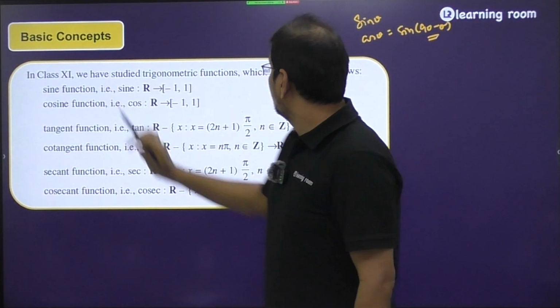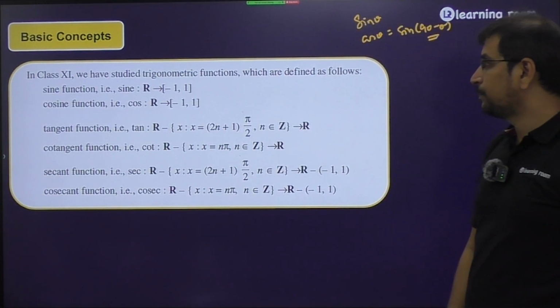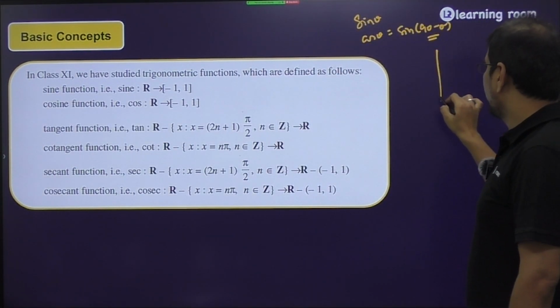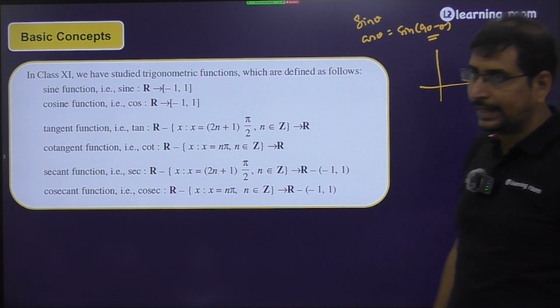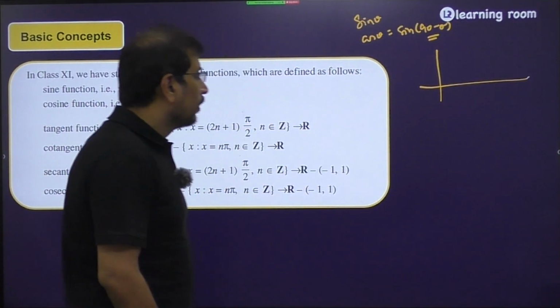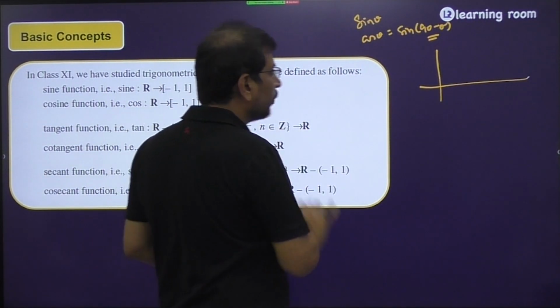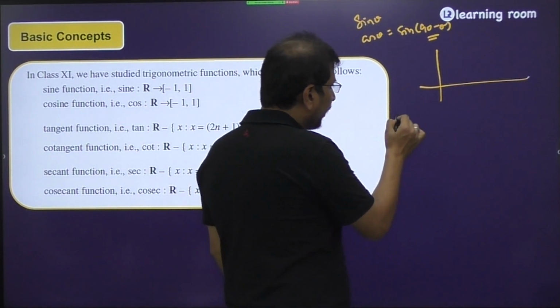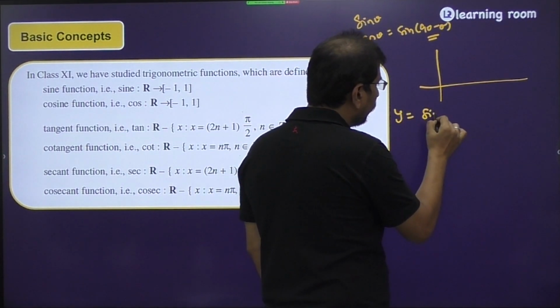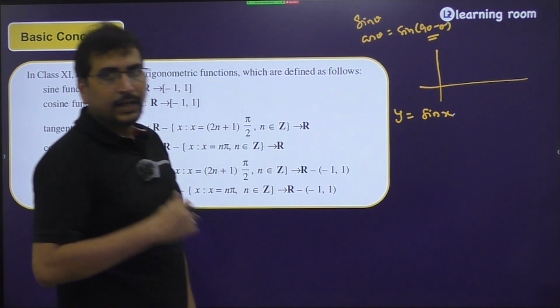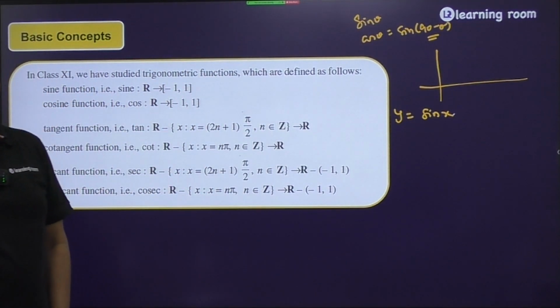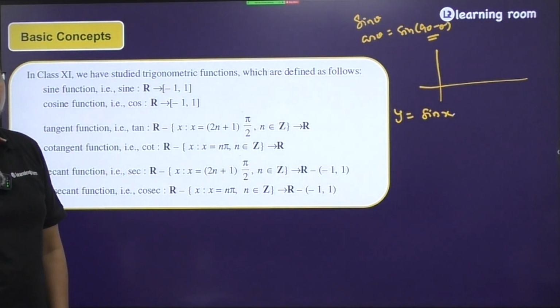So if you take this sine theta for instance, what did I say? Theta is replaced with x. That is the only difference. Now let's forget about the domain and range as of now. If I give you a question like y is equal to sine x, and I ask you to plot this on a graph sheet, what will you do in the first place?